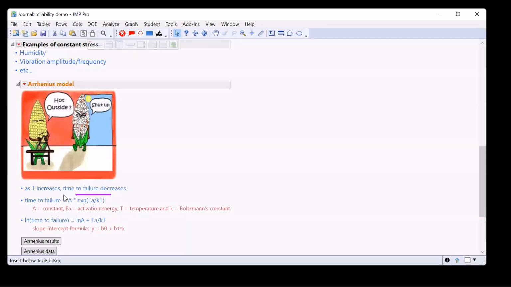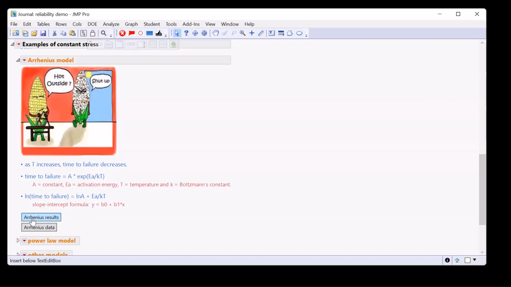And you'll notice here that I can take the log of both sides of this expression and get something that looks like the point intercept formula. Here's my intercept term, B0, and my slope is B1. So here, B0 is going to be log of A. B1 is going to be EA. And my X can be 1 over KT. That would be one way to parameterize it. And so we're going to see this type of equation in the output in JMP. So I just wanted to make sure you were aware of it.